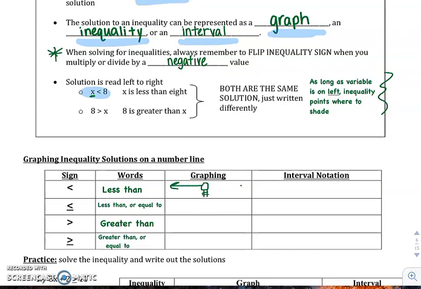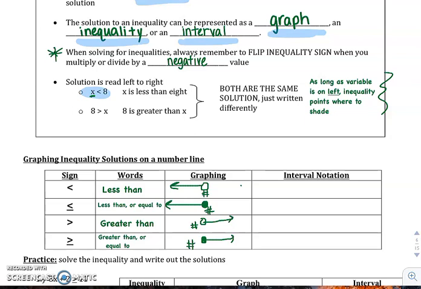And then less than or equal to, since we're including it, we show that we're including the value by filling in the dot. At that boundary point where your number is, we have a solid dot, but it's still everything to the left of your solution number. Then greater than would be that number and everything to the right of it. And then greater than or equal to will be filled, but to the right.